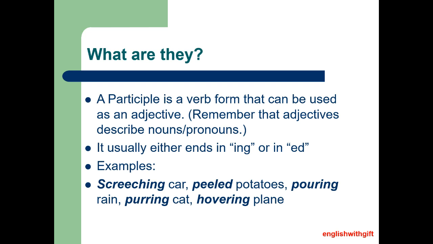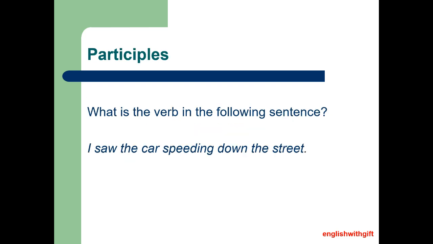Examples: screeching car, peeled potatoes, pouring rain, pouring cat, hovering plane. Now, looking at all of these examples, the first word in each phrase is a participle. A participle is a verb. You can see that each word ends in ing. It's a verb that functions as an adjective.